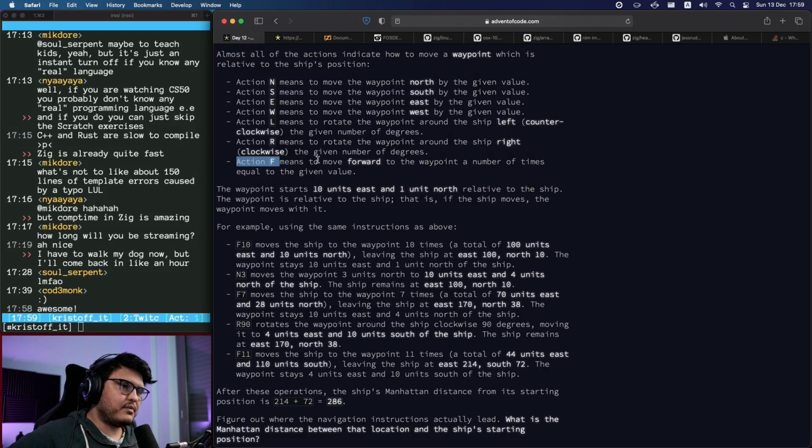So anti-clockwise, clockwise, and then forward means to move forward to the waypoint a number of times equal to the given value. The waypoint starts 10 units east and 1 unit north relative to the ship. The waypoint is relative to the ship, that is, if the ship moves, the waypoint moves with it. So for example, using the instructions above, F10 moves the ship to the waypoint 10 times.